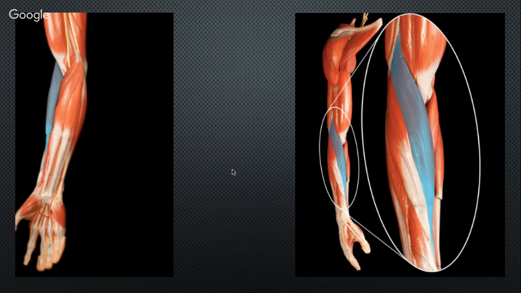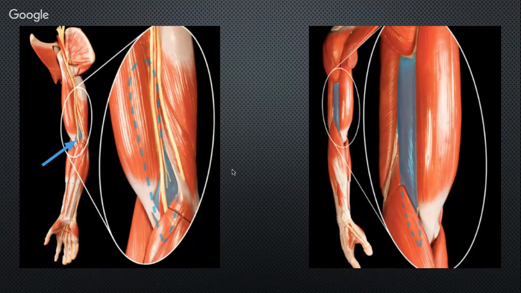This one here is the brachialis, which is easier to see from the lateral view here. But from the anterior view, not much of it can be seen because the biceps brachii is covering it up. So if we were to remove the biceps brachii, we could see this whole brachialis muscle, which this dotted outline shows you where that goes.